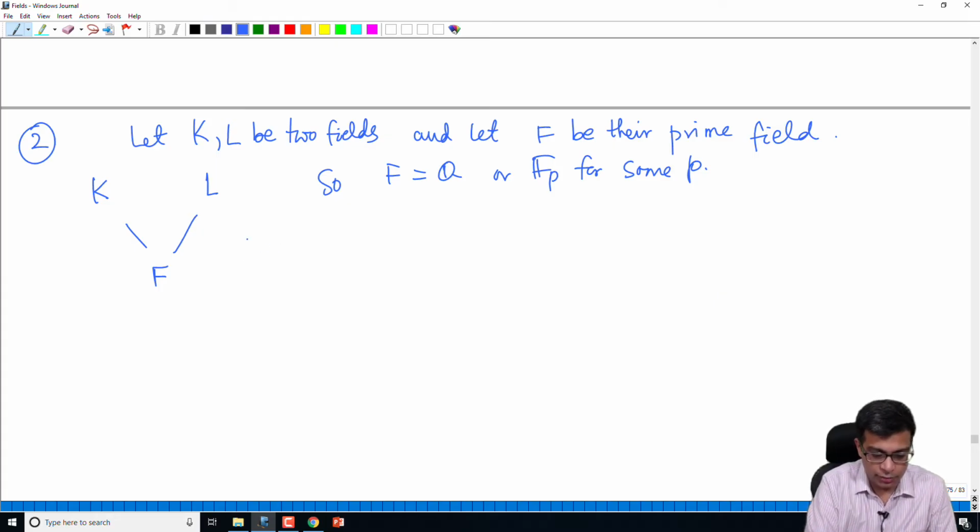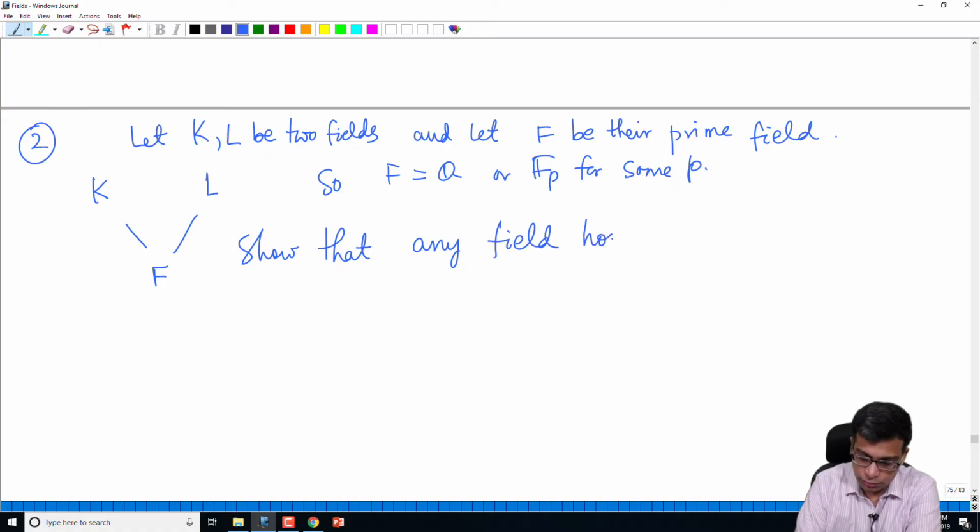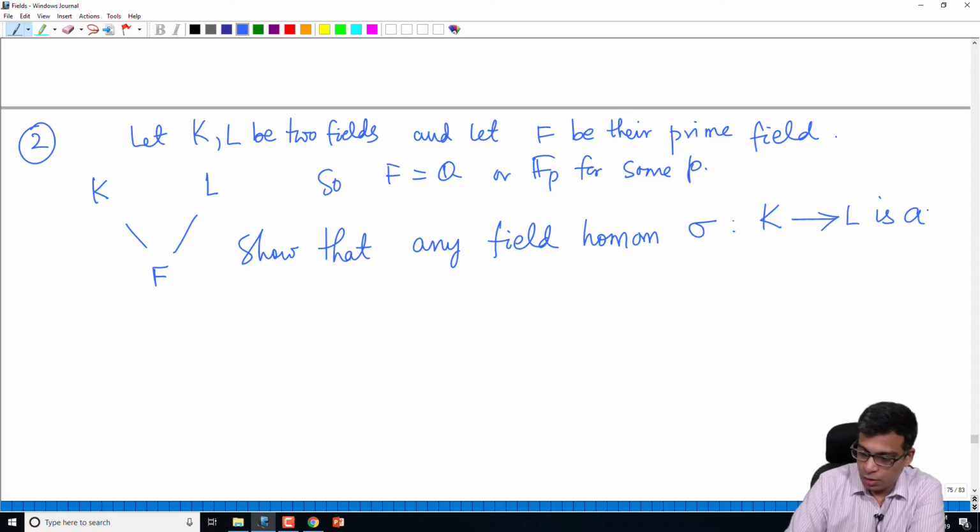Then show that, as came up when we talked about field homomorphisms, any field homomorphism sigma from K to L is an F homomorphism.